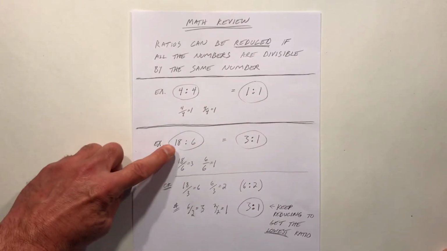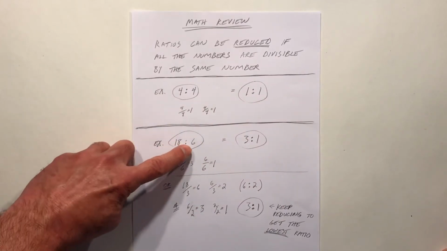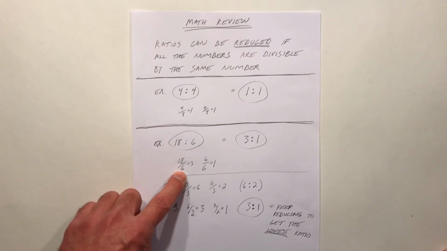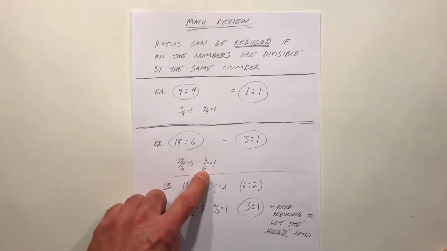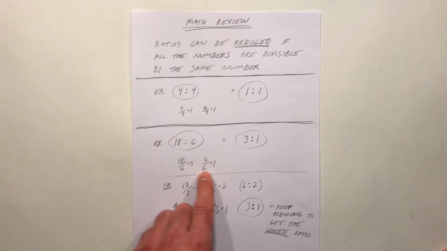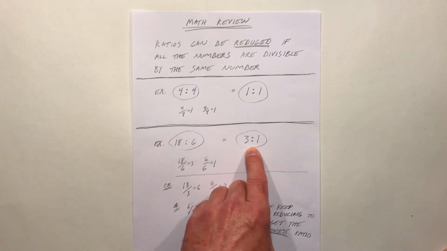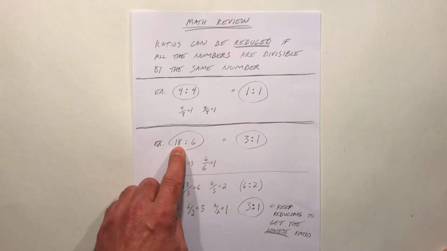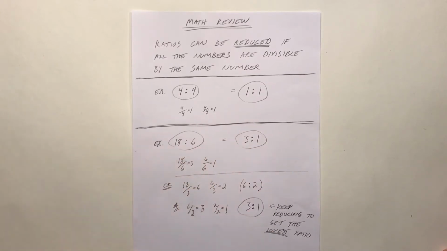If we have a little bit more of a complex ratio, like 18 to 6, 18 divided by 6 is 3, 6 divided by 6 is 1. Notice we divide both of these numbers by 6, and we end up with a reduced ratio of 3 to 1. So rather than expressing it as 18 to 6, we could express it as 3 to 1.